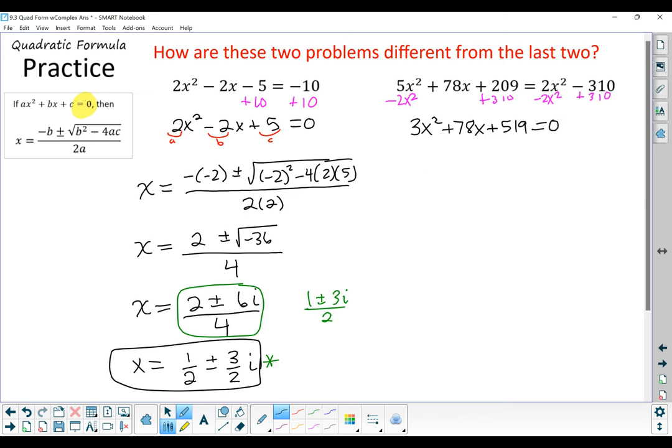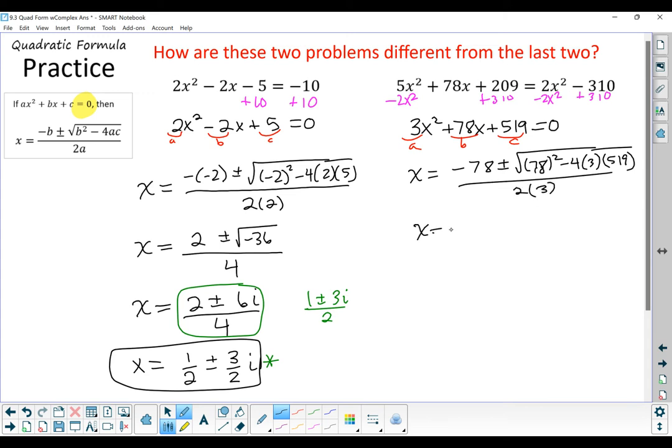All right, so if we use the quadratic formula to solve this, we've got our A, our B, and our C value here. X is equal to negative B plus or minus the square root of B squared, oh, that's a 78, minus 4 times A times C, and this is all divided by 2 times A. So we've got our negative 78. Our denominator is a 6.